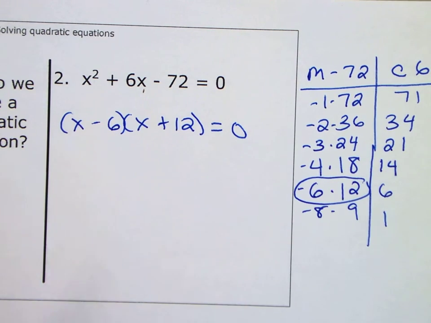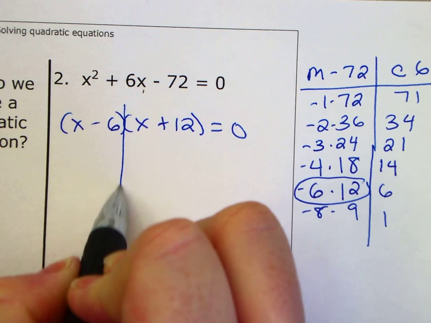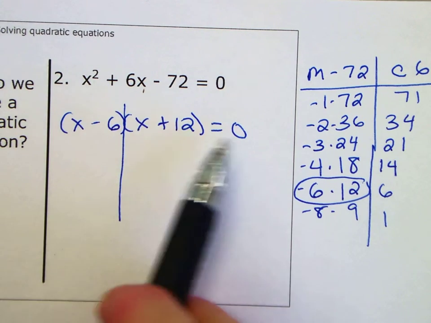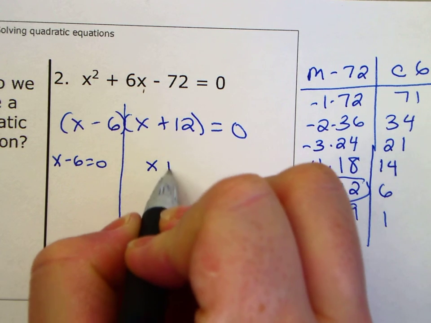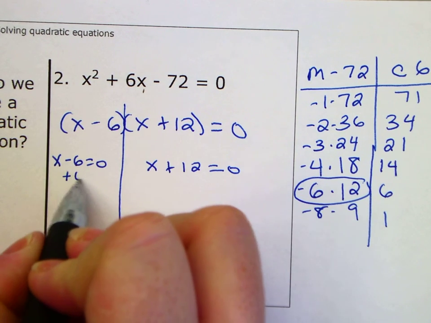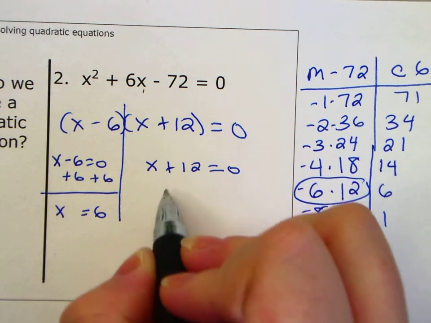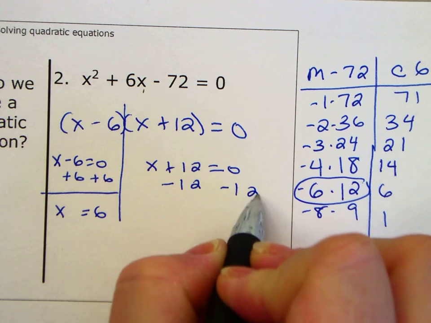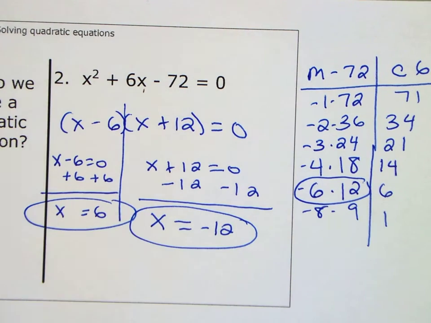So this we've done. That's review. Now how do we actually solve the equation? Because remember, we're solving it. Where they're multiplying, we're going to draw a line. When two things multiply to 0, one of them must equal 0. So set them both equal to 0 and solve the equation. X minus 6 equals 0. The inverse of minus is plus, so we add 6 to both sides. X equals 6. Inverse of addition is subtraction. Minus 12. And those are your two solutions. Done.